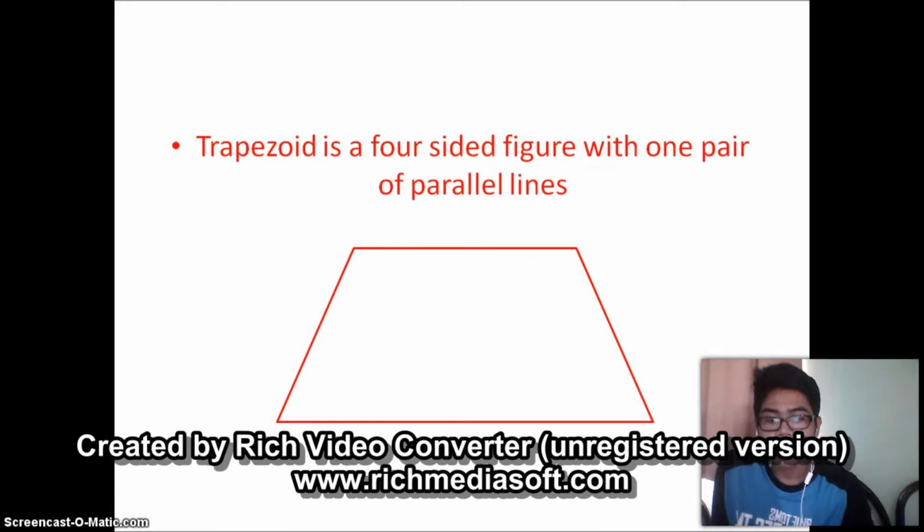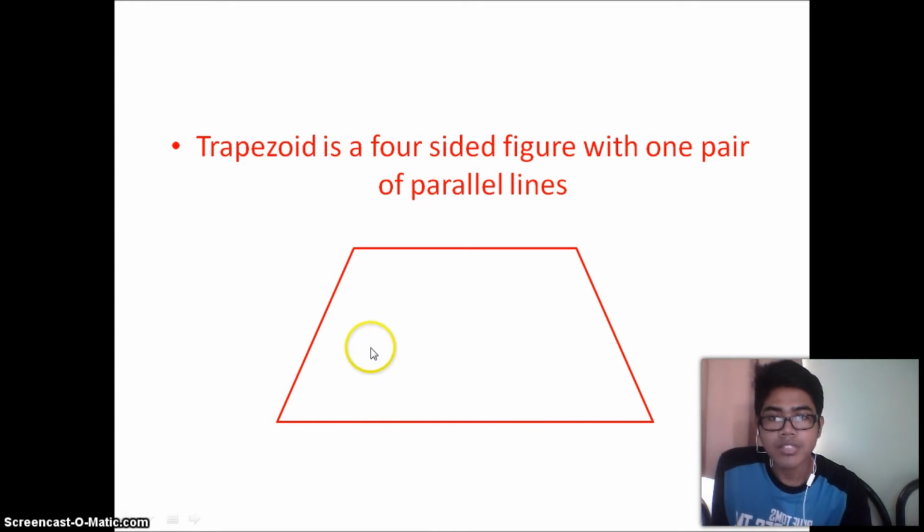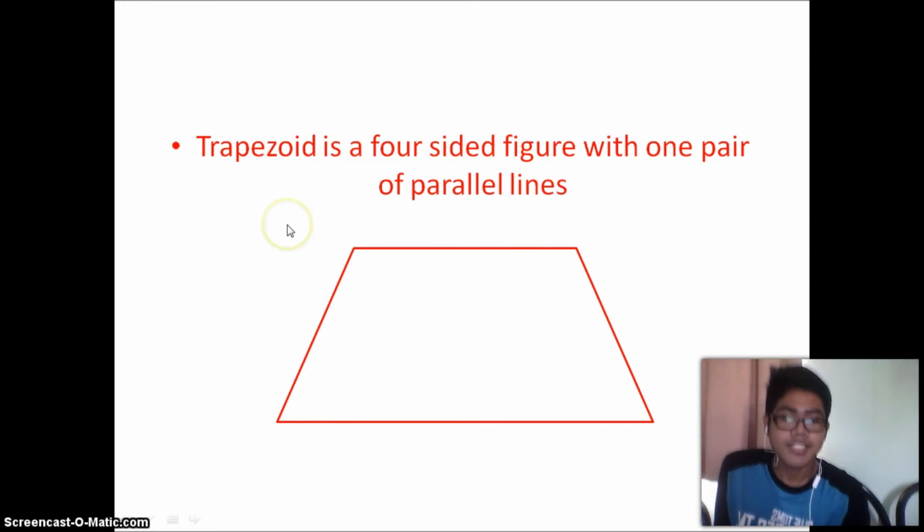A trapezoid, by definition, is a four-sided figure with one pair of parallel lines. You have this figure right here, and it has four sides, and these two lines right here are parallel with each other. Sometimes a trapezoid is called a trapezium in different countries, like my country, Malaysia.